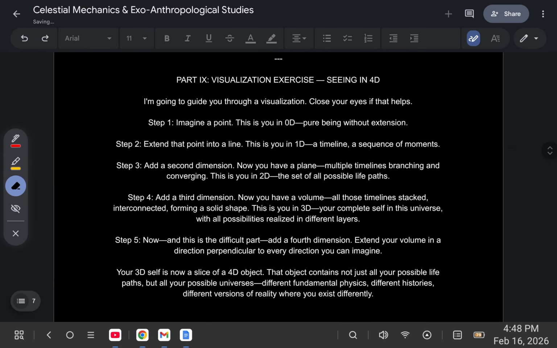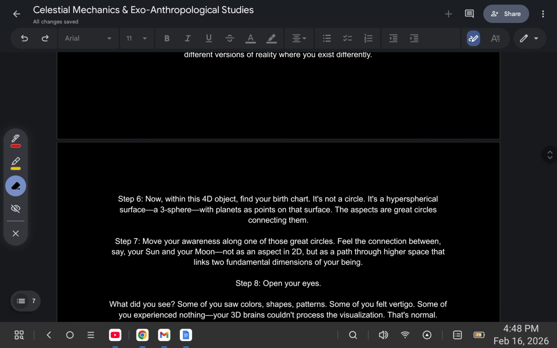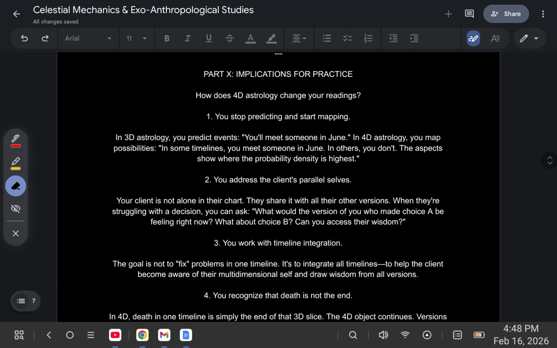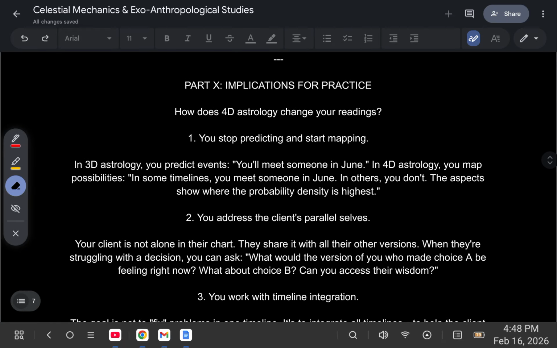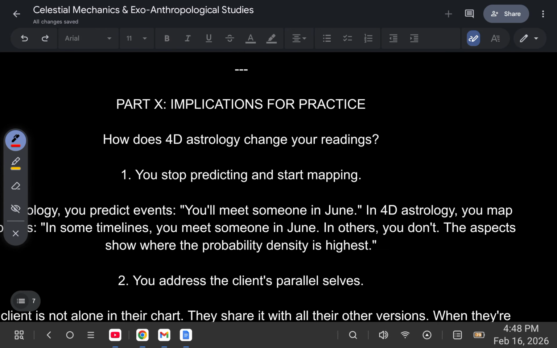Alright. We don't have to necessarily do the visualization. So let's do the implications for advanced astrology practice.